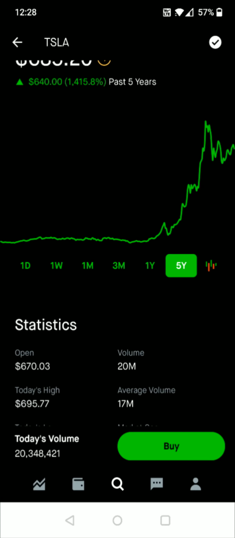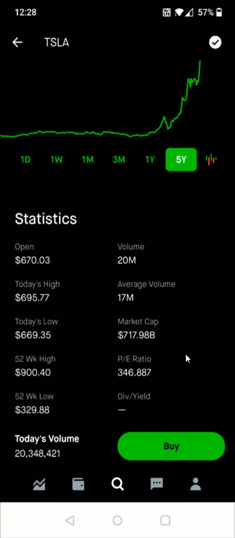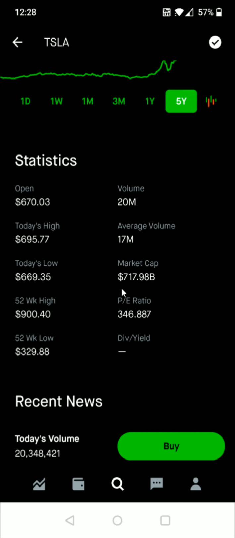If you're looking to invest in something that can maybe be a 10-bagger or 10xing your return, obviously a company that has a very large market cap at over $700 billion, it'll be harder for that to 10x.